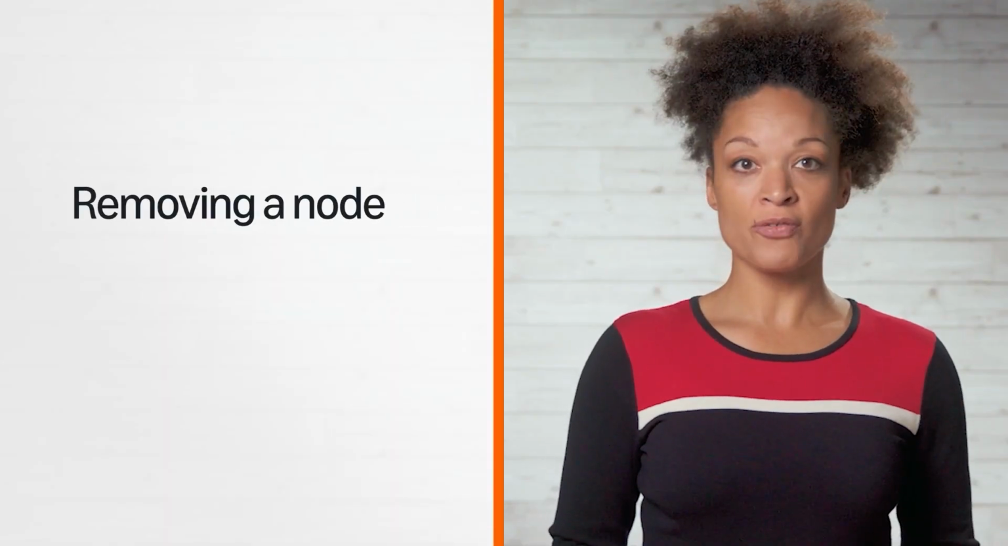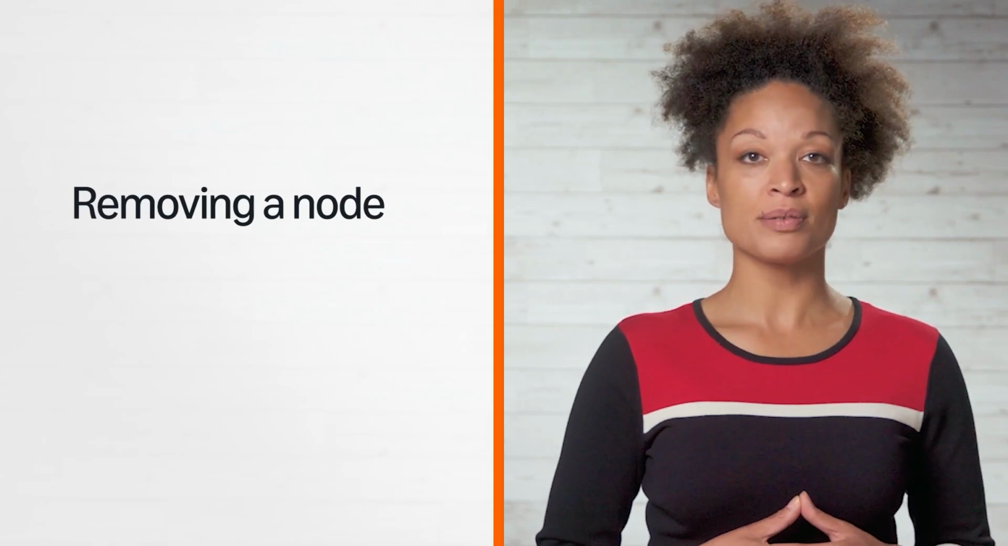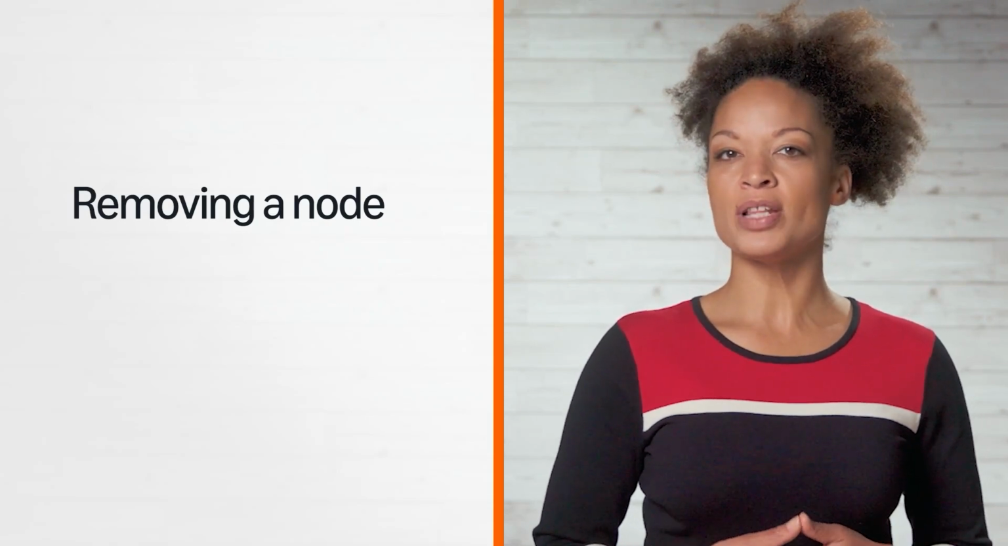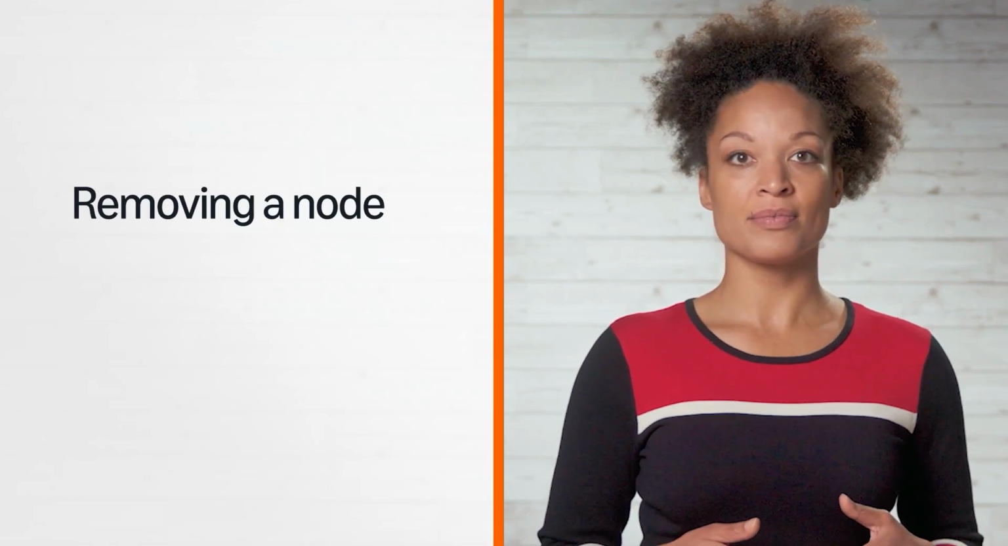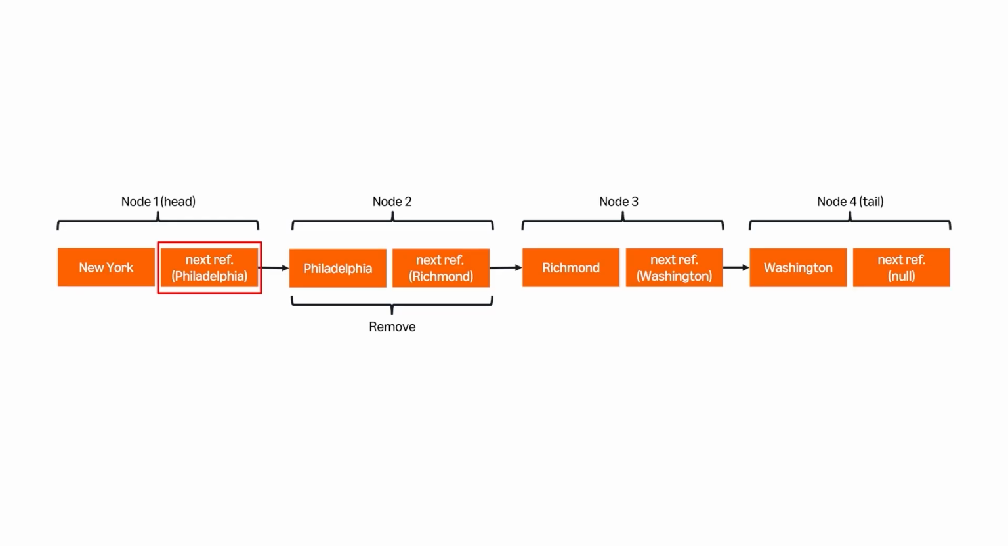If a stop no longer fits your travel plans, you can skip it. Suppose you decide to skip Philadelphia. You must remove the respective node from your linked list. Observe that Philadelphia is a part of the route because New York points to Philadelphia, which in turn points to Richmond. What if New York directly starts pointing to Richmond? Philadelphia will automatically be removed from the route.